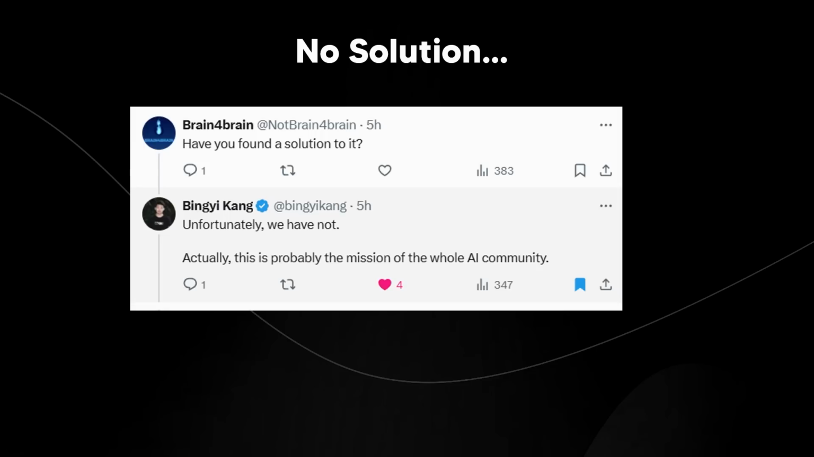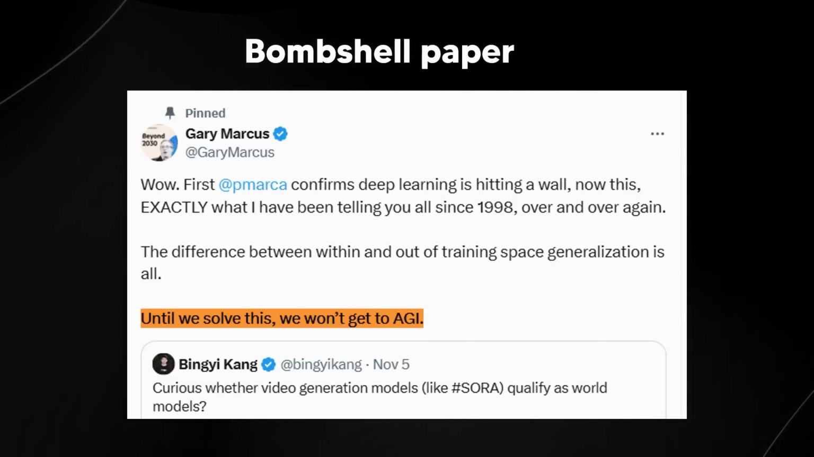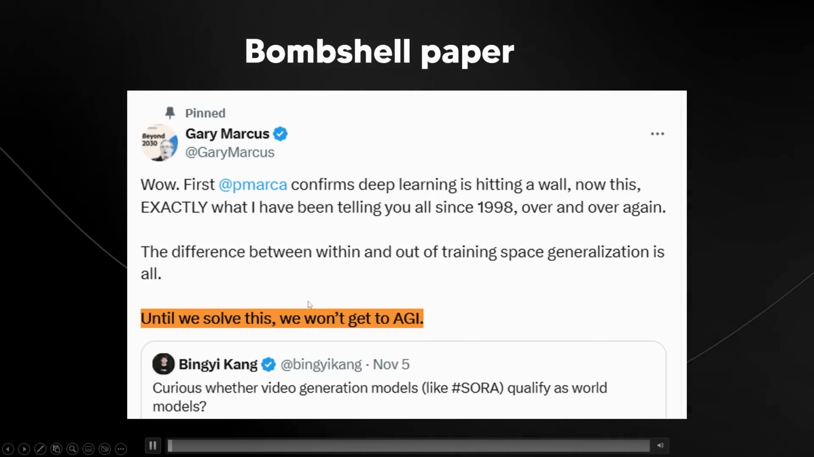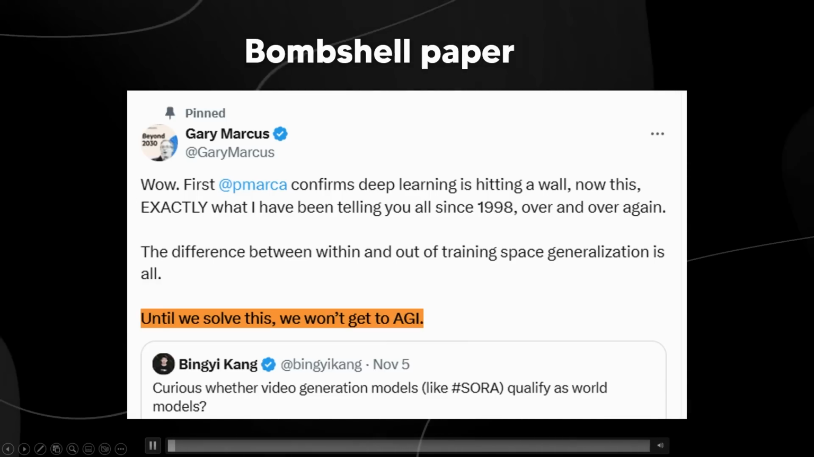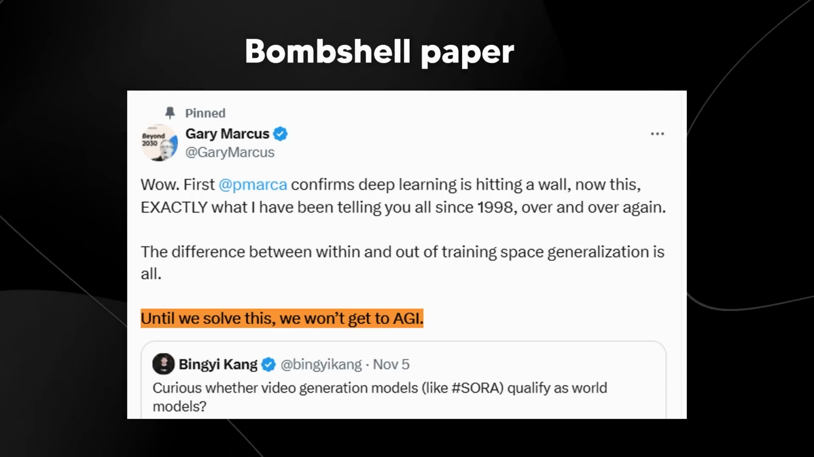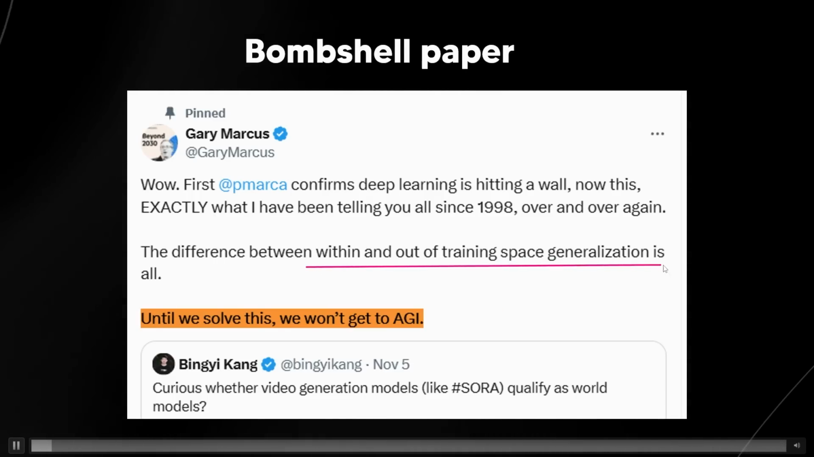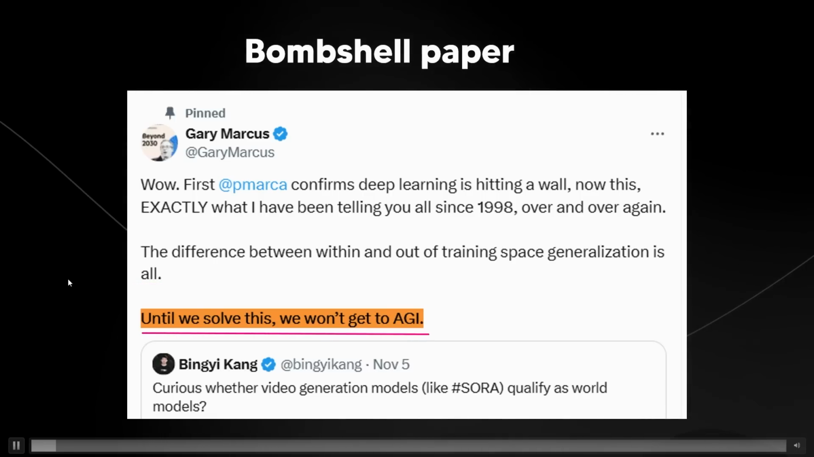Now, of course, some AI critics have commented on this, and of course, what would we be doing if it wasn't a critic video when we're talking about Gary Marcus? You can see here he says, first, Marker confirms deep learning is hitting a wall. I mean, Gary Marcus has been saying that for quite some time, but he says, this is exactly what I've been telling you about AI since 1998 over and over again. The difference between within and without of training space generalization is all. Until we solve this, we won't get to AGI.